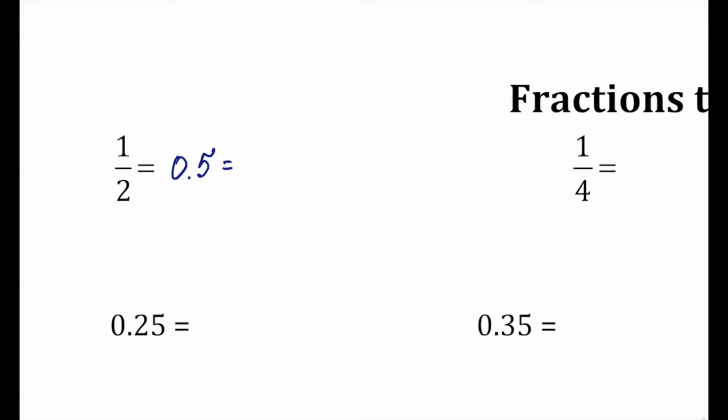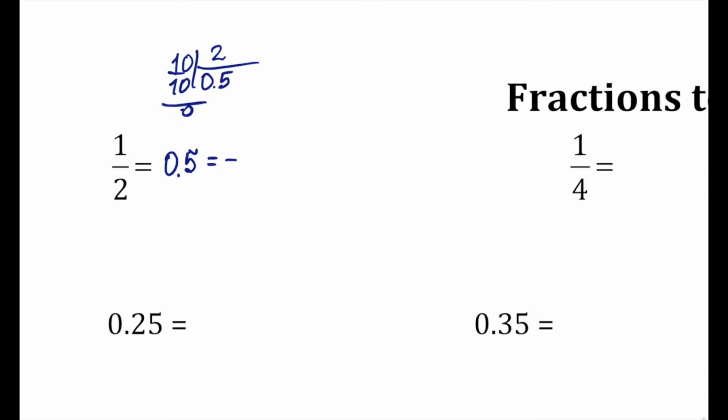You can either go ahead and long divide 1 by 2. So 1 divided by 2 is 0.5. Another way you could have done this, you could have turned this into a fraction with the denominator of 10 by multiplying both the numerator and the denominator by 5. So 5/10 or 0.5 is your half, or 1 over 2.